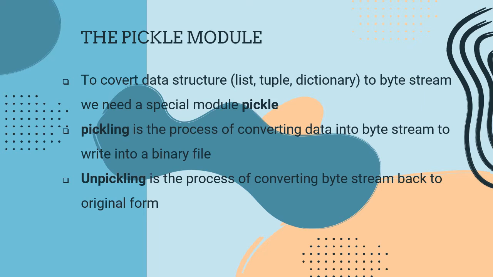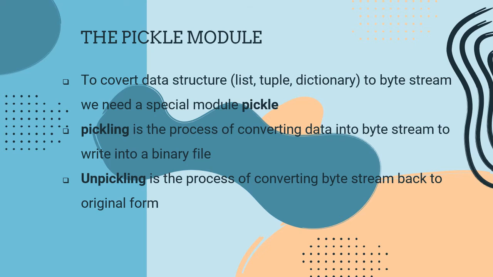Unpickling is the process of converting this byte stream, the data in binary form, back to the original data. For example, if we convert a particular list to binary data, we are using the process of pickling. Then the list is now in binary form, right? Unpickling is the process of converting this list in binary form back to the original textual form. So that is pickling and unpickling.